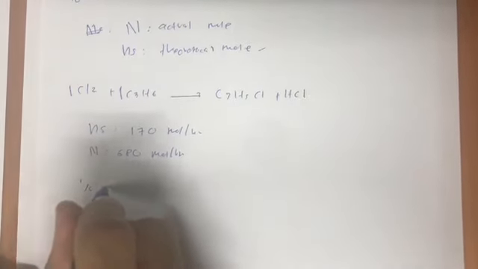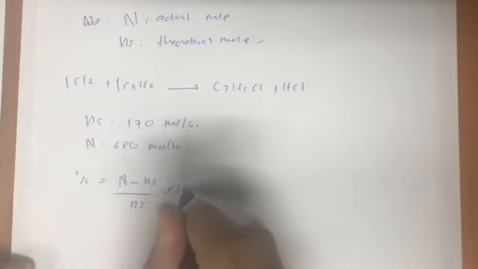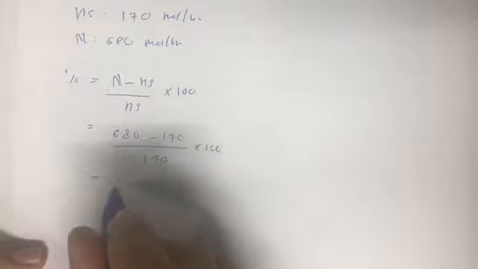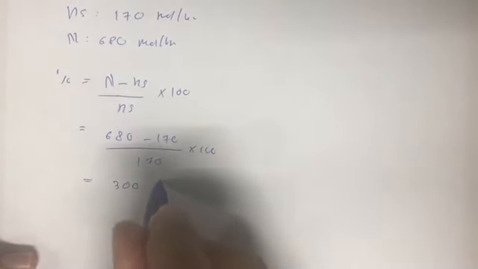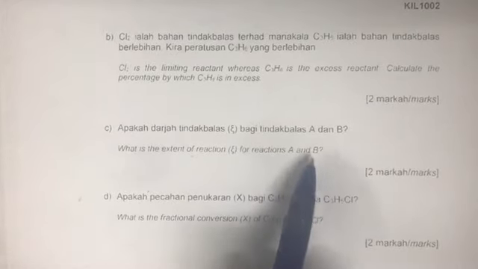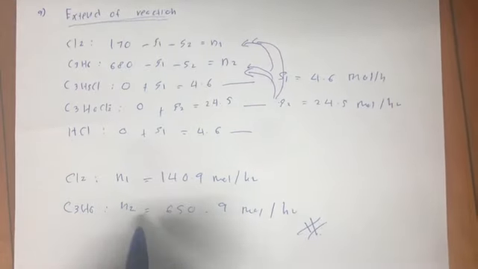Based on the formula, N minus NS over NS times 100. So 680 minus 170 divided by 170 times 100. So we have the value of 300%. So this is our answer. Next question: what is the extent of reaction C for reaction A and B? In this case, we already wrote the extent of reaction when finding N1 and N2.